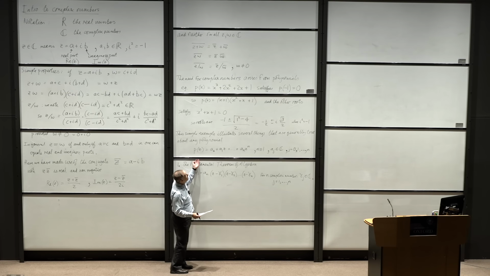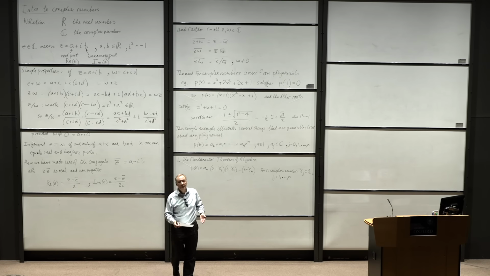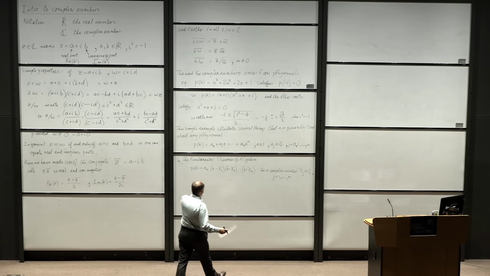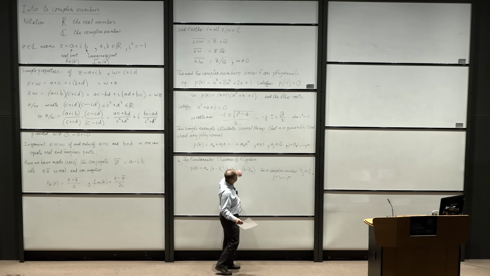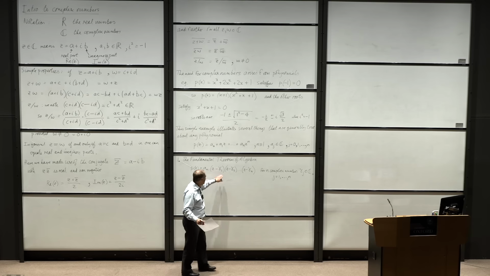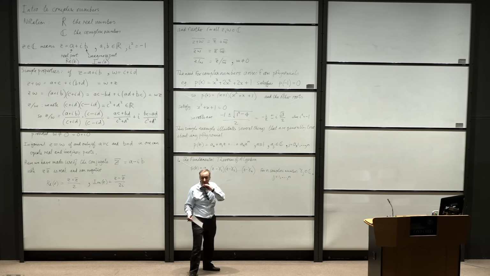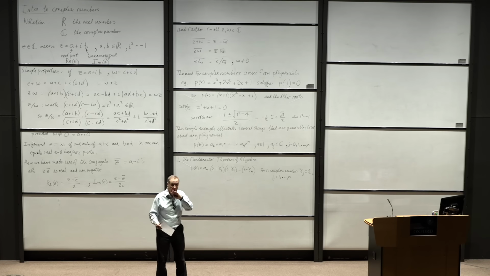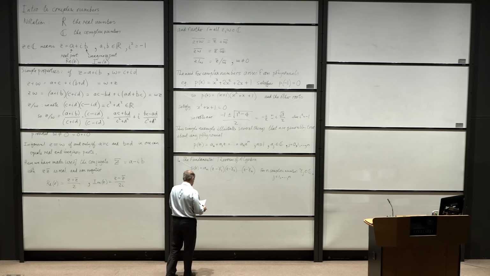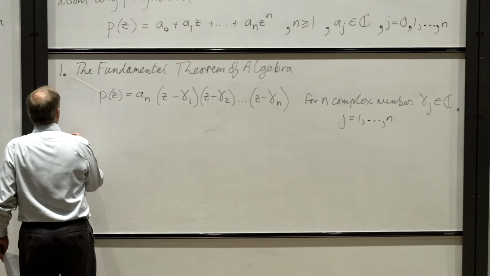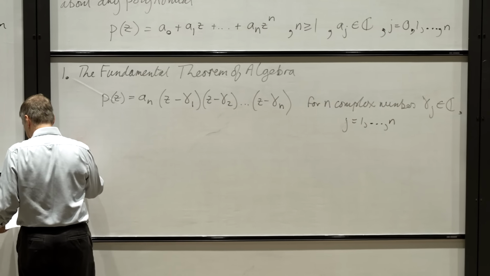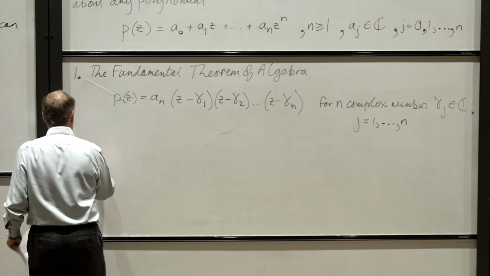In other words, every polynomial of degree n, where the highest power is z to the n, has n complex roots. Right, so that's the fundamental theorem of algebra. That's the first result. Here's the second result.